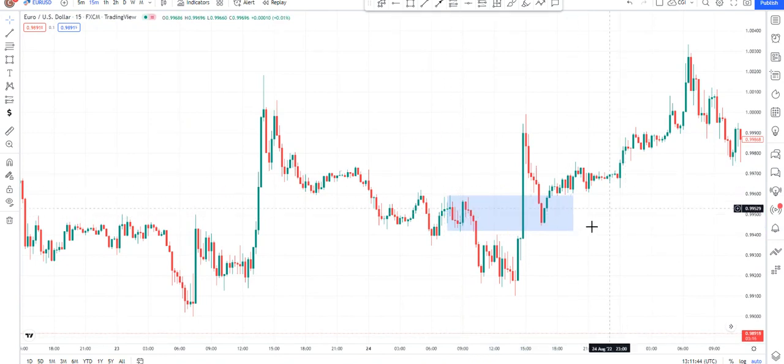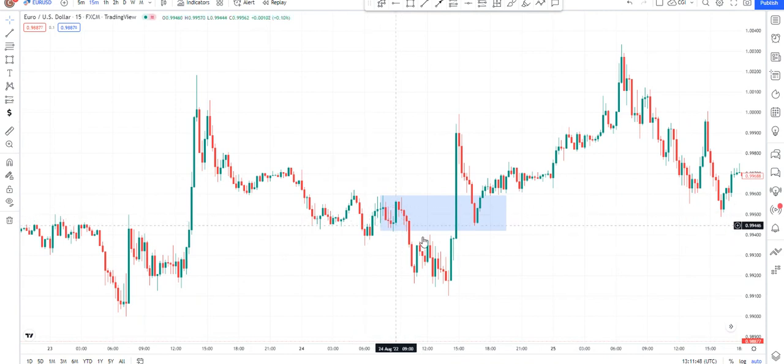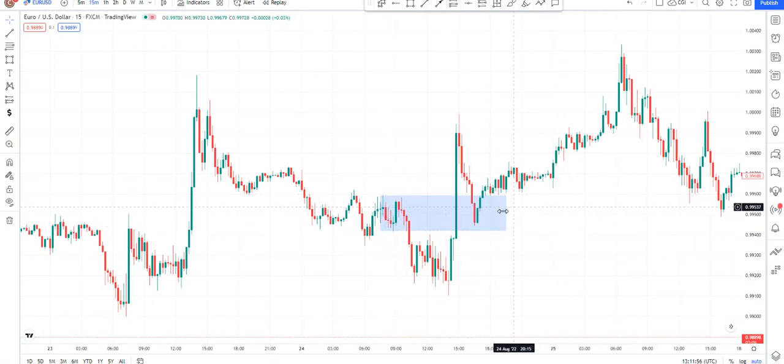This thing is also like a reclaimed block, this area from up here to down here. So these two things working together can be a reason for us to buy around here and take profit at this high and this high. This is an example of secondary inducement.